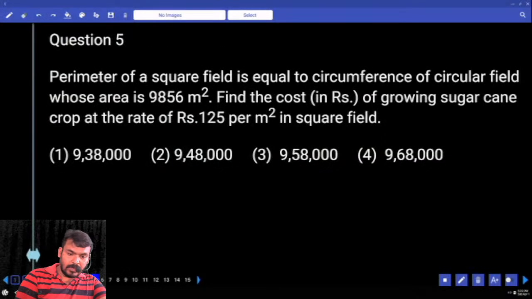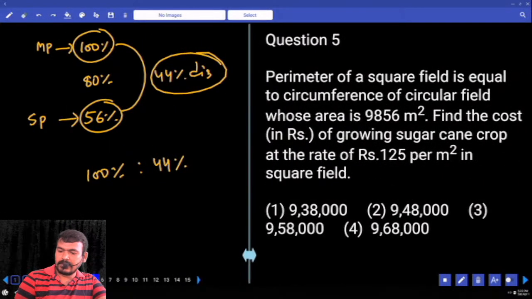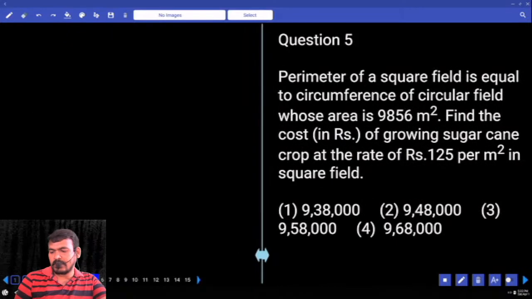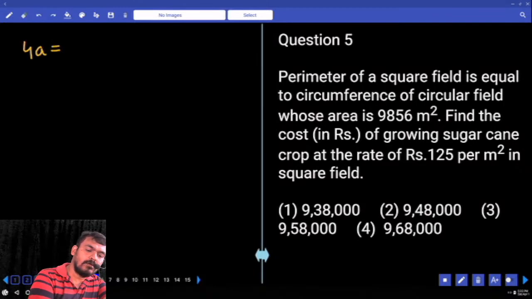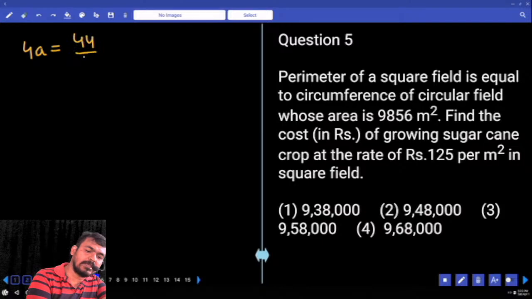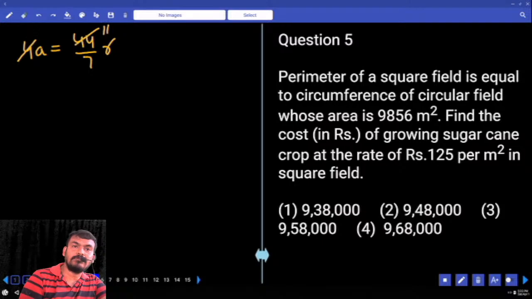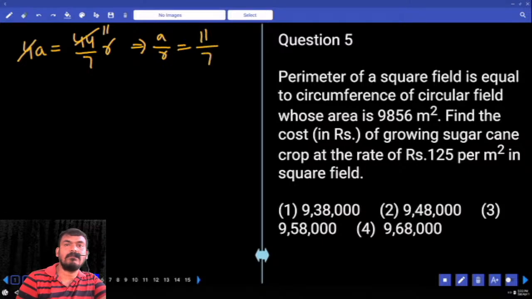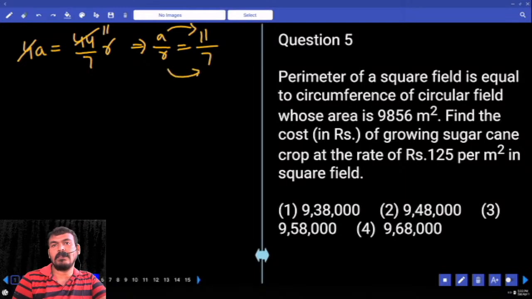The perimeter of a square field is equal to the circumference of a circular field whose area is 9856 meter square. Perimeter of a square means 4a here. What is the circumference of a circle? 2 pi r. 2 pi r means we write 44 by 7 into r. 4a how many times? 44. 11 times. Then a by r equal to which ratio? 11 is to 7. Means side of a square is how many parts? 11 parts. Then radius of a circle is how many parts? 7 parts.